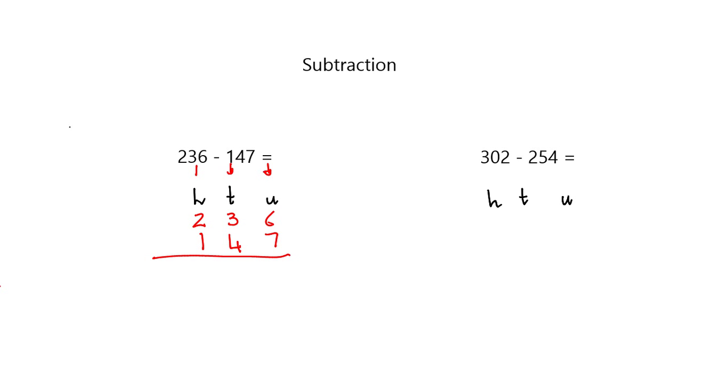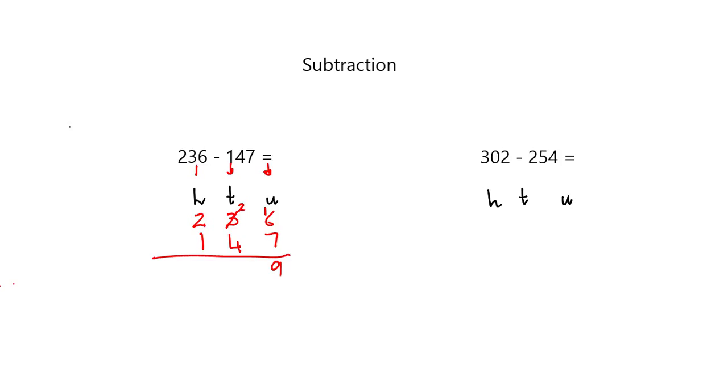And we start over at the units. So we've got 6 units, but we have to take away 7. Now we can't do that. So what we need to do is go to the tens, and we need to take away one of those 10. So now there are only 2. And we're going to break that 10 down into 10 units. So we now have 16 units. So therefore 16 take away 7 is 9.